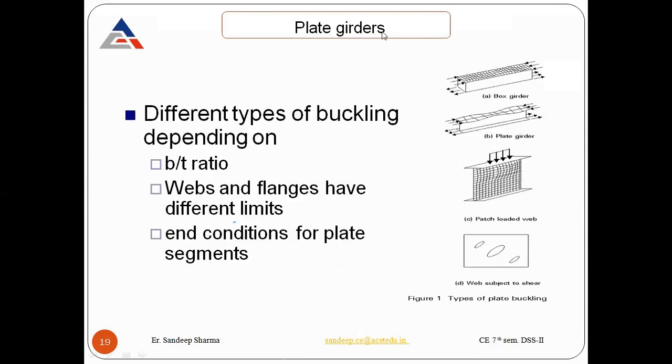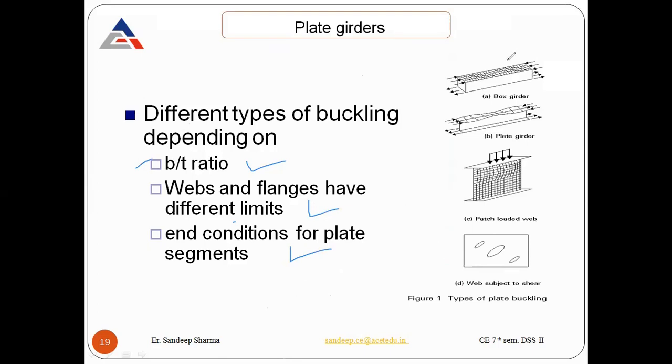Then we have the different types of buckling depending upon the width by the thickness ratio. The web and flanges will have different limits, then the end condition for the plate segment. So the buckling will depend upon these factors.